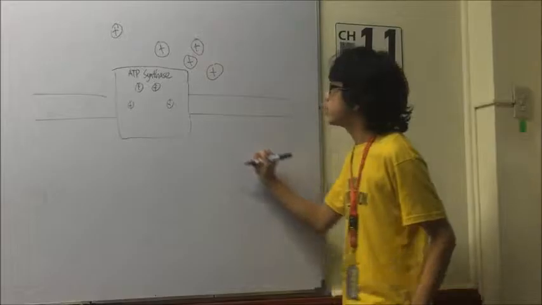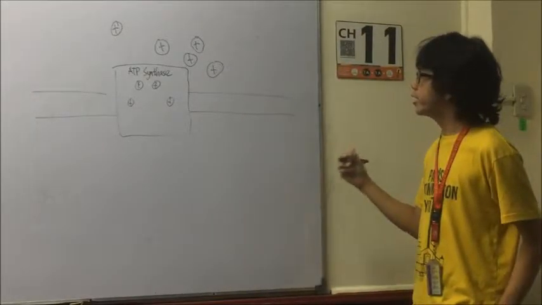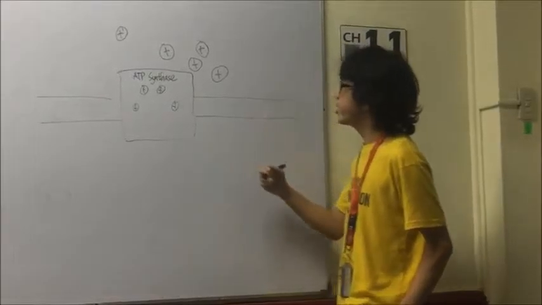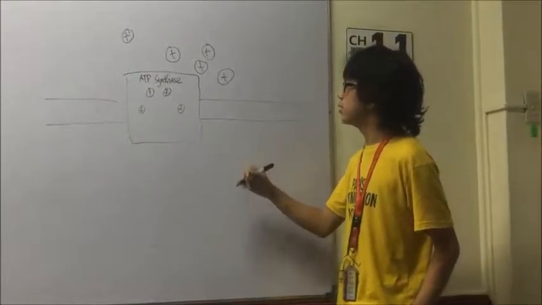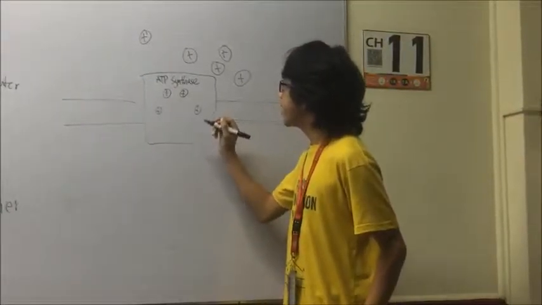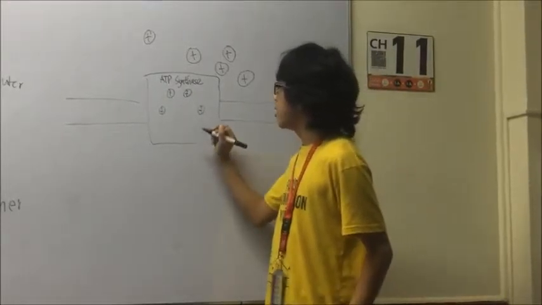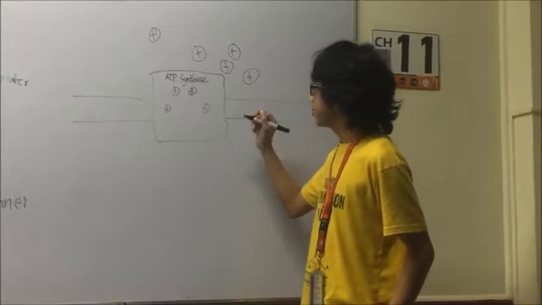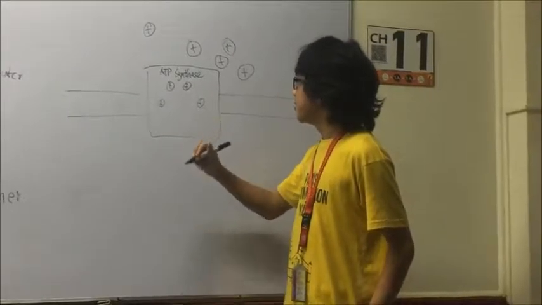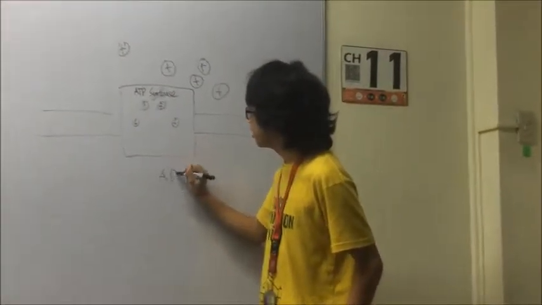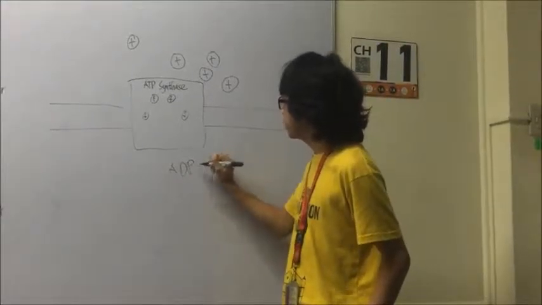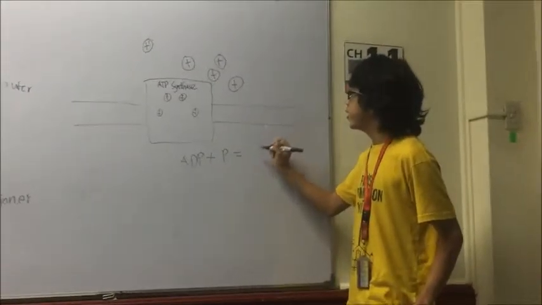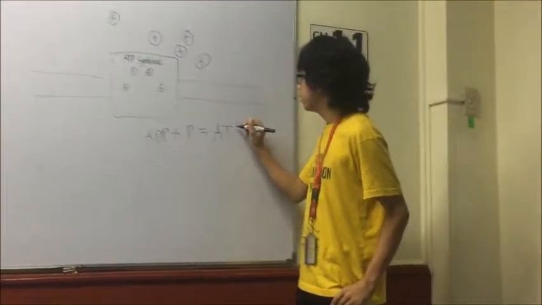And as they diffuse, they let out energy because it is an exergonic process. The amount of entropy in the system is increasing. So that energy supplies the energy for the fusion of ADP and phosphate. Once they fuse, this is when ATP is created.